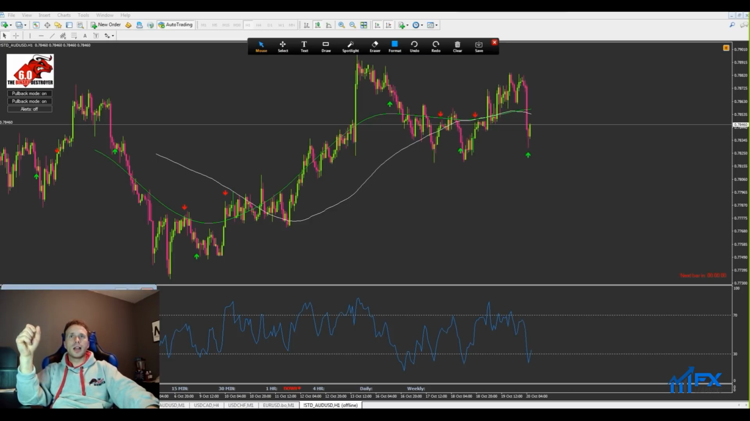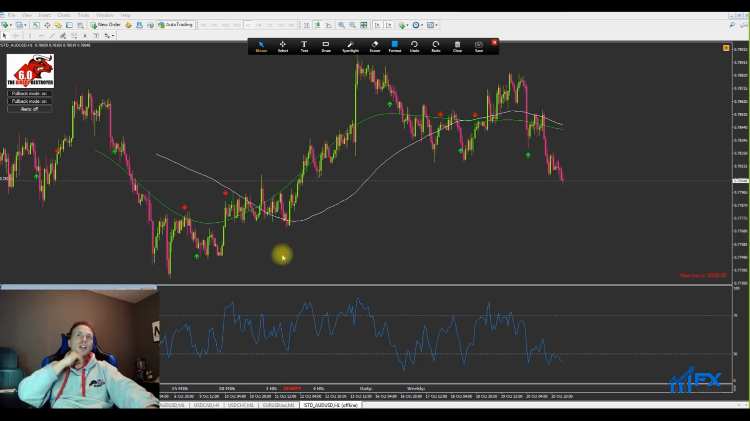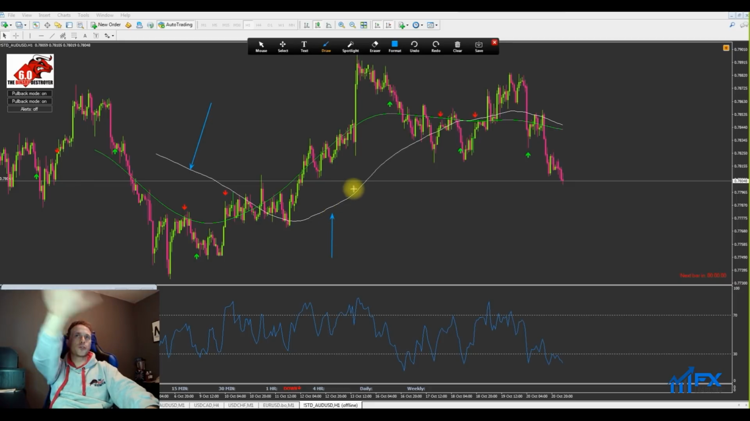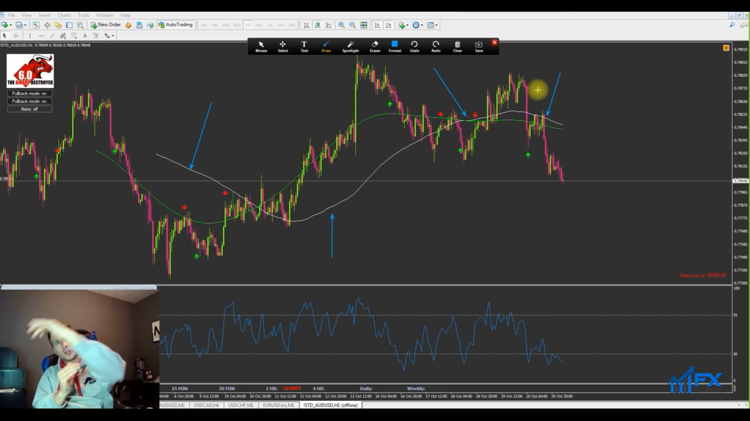Now, as you can see, I just want to show you something here. We might get a setup right now because we're just about to cross over. I'm just going to pause it here. Okay, here's a little top tip. White line on top, downtrend. White line on bottom, uptrend. So when we get a crossover like here and the white line is on top, what does that mean? We've gone from an uptrend to a downtrend.